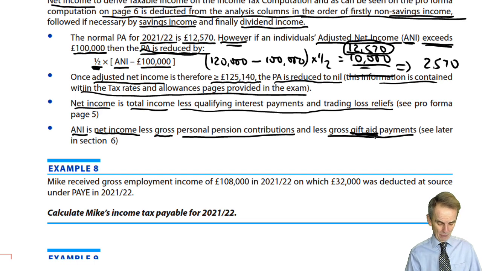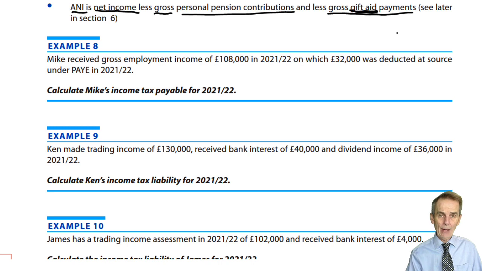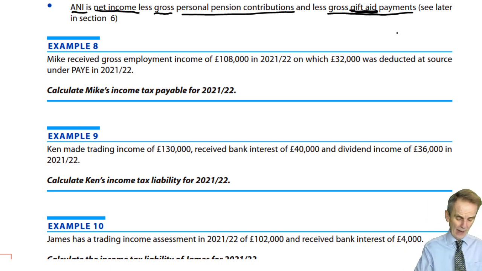It will be zero. And of course, as is our way, we now have some examples to practice and to illustrate this newfound knowledge with. We've got to calculate Mike's income tax payable.